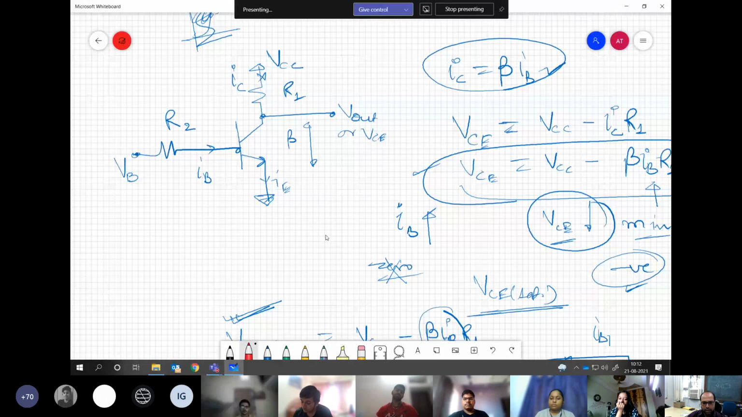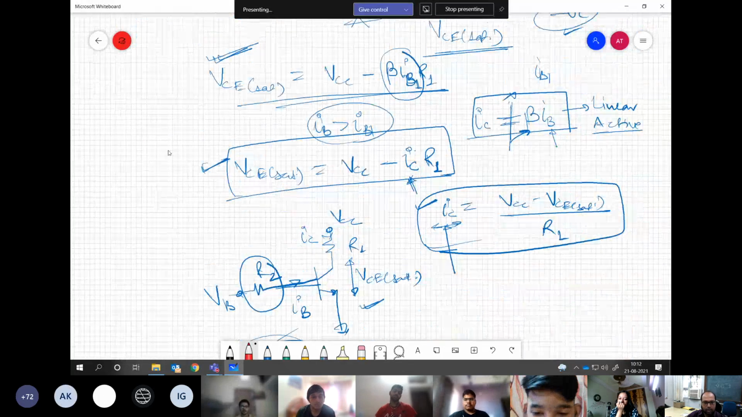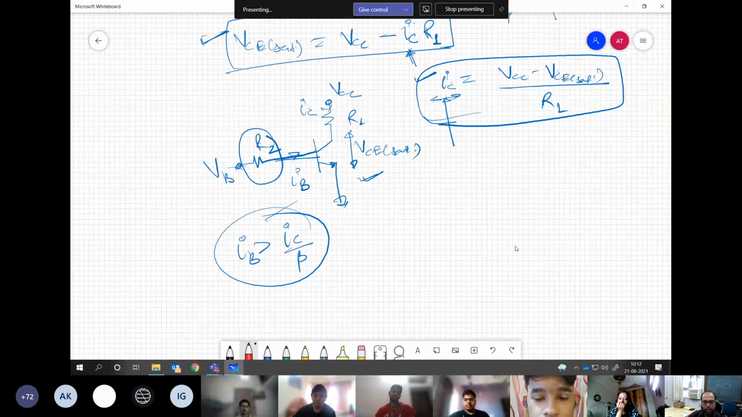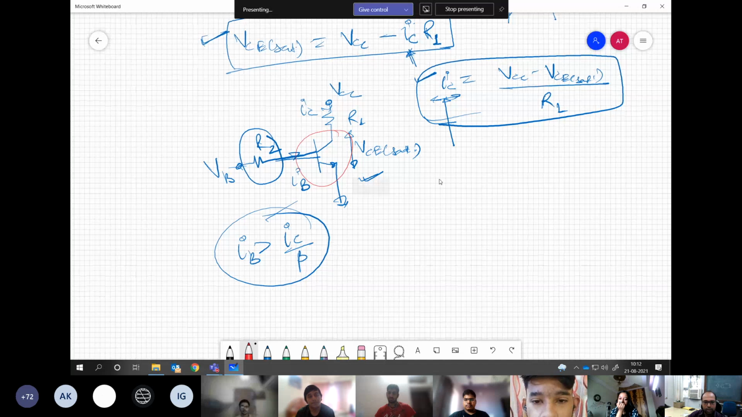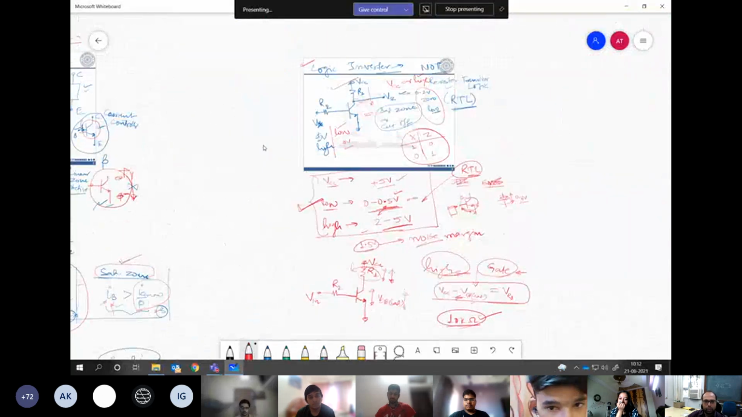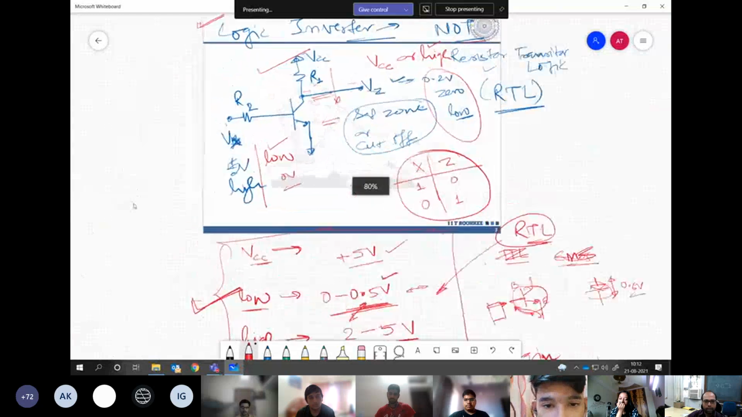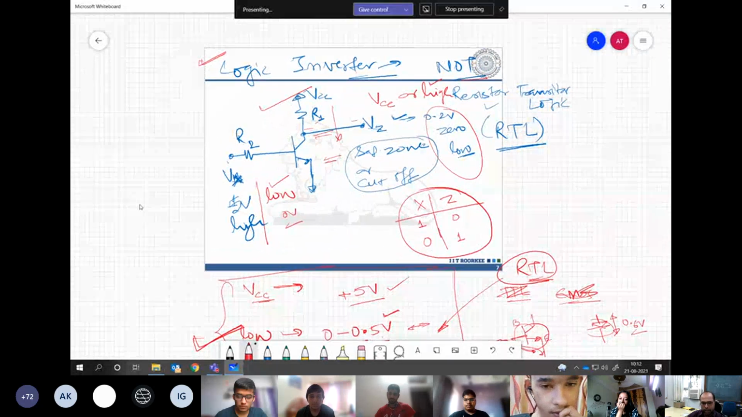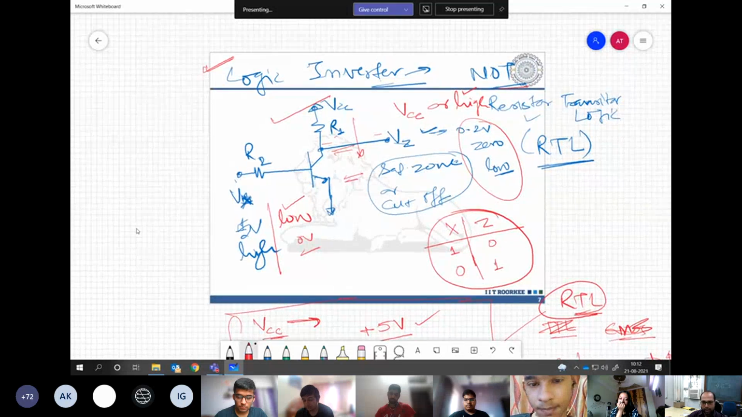Now we are trying to understand how these R1 and R2 can be decided so that we can force our device into saturation mode. So basically we are trying to decide the biasing for our circuit. Before going for that, we have seen what basically this circuit will do, assuming that it is going into saturation mode and cutoff mode as per our wish.